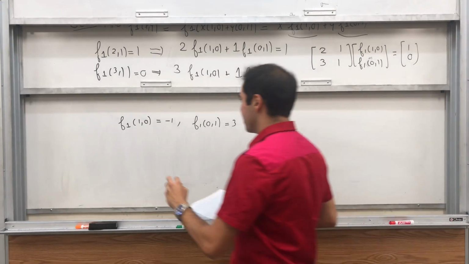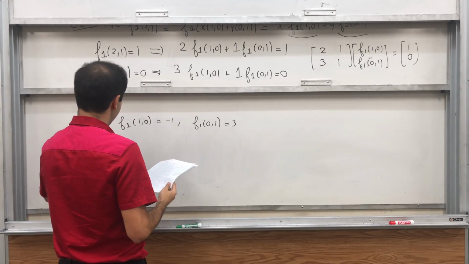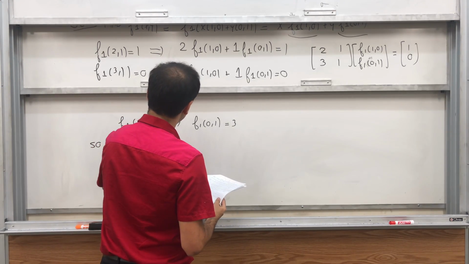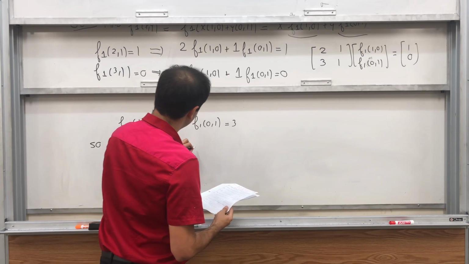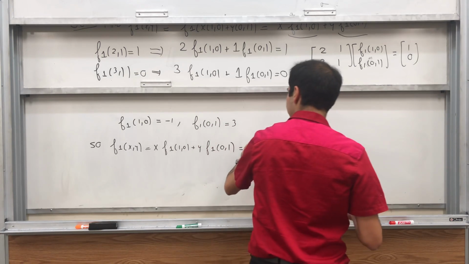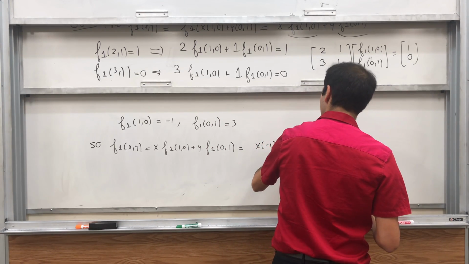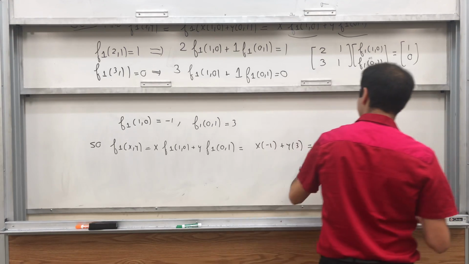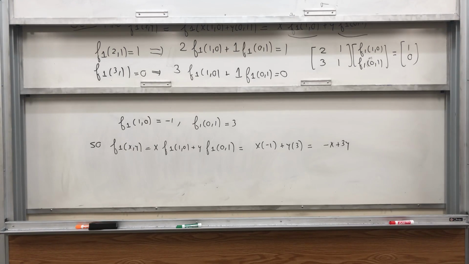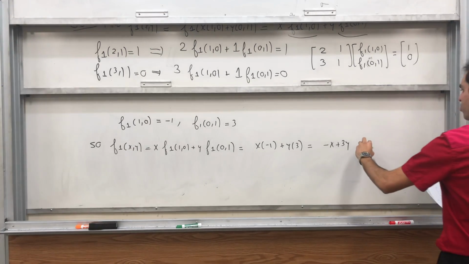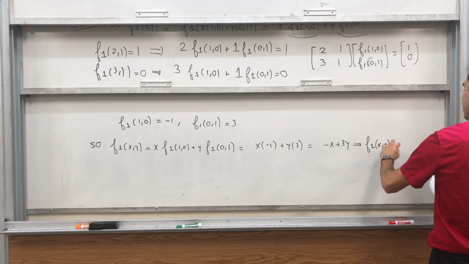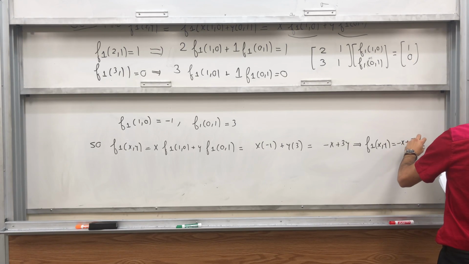In particular, this is all we need, because then f1 at (x, y), remember, it's x times f1 at 1, 0, plus y times f1 at 0, 1. And that becomes x times minus 1 plus y times 3, and that is minus x plus 3y. So this is f1. So f1 of (x, y) is this function from R2 to R: (x, y) goes to minus x plus 3y.